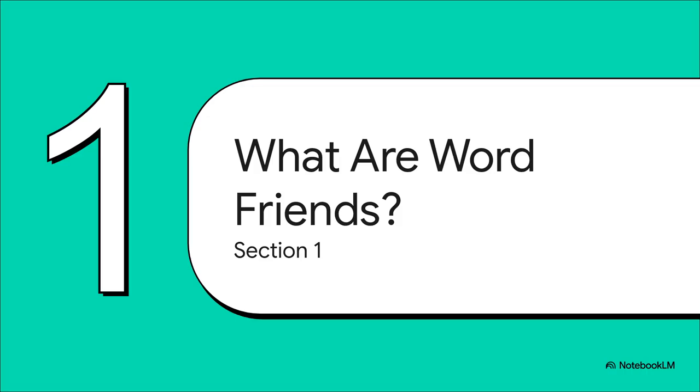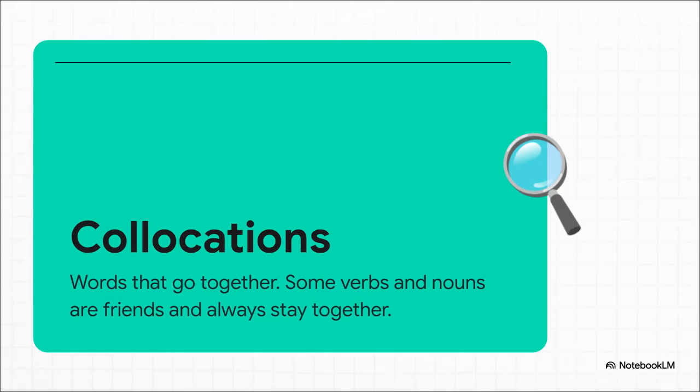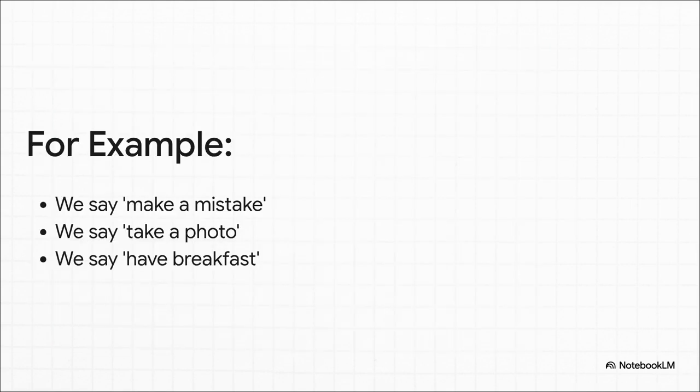So, what exactly are these word friends we keep talking about? The special, fancy name for word friends is collocations. But don't worry about that big word. All it means is that some words just love to go together. You could think of them like best friends, a verb and a noun that are almost always a pair. For example, we always say make a mistake, not do a mistake.